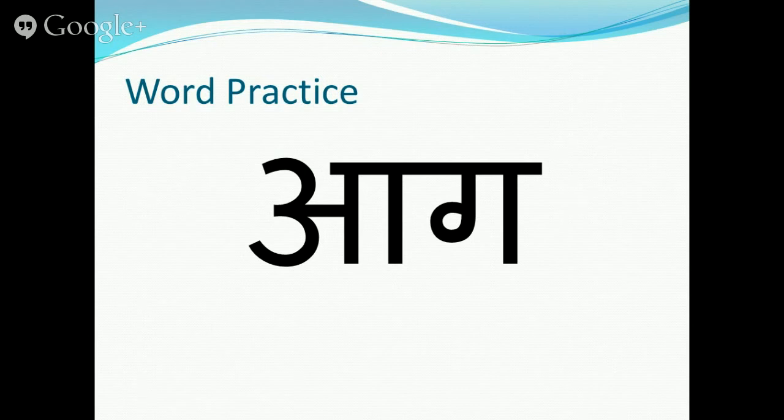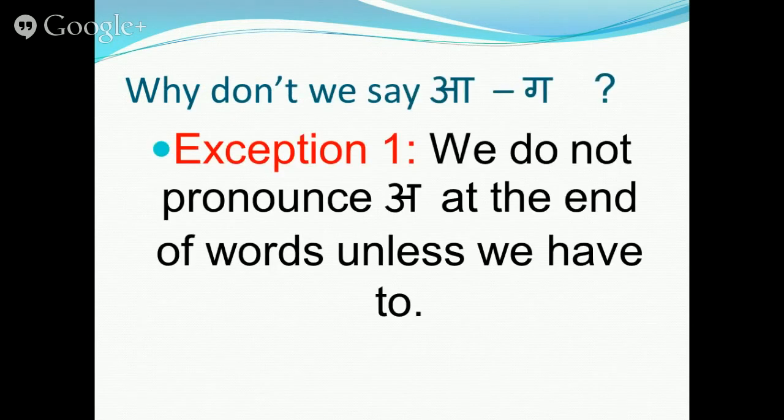We got rid of the a. Okay. So this is exception number one. One of the most important exceptions you will learn from the beginning is that at the end of words, we only pronounce the last consonant or multiple consonants if we absolutely have to. So if we can actually say the word without it, we chop it off because we don't want it there. Only if we absolutely have to.